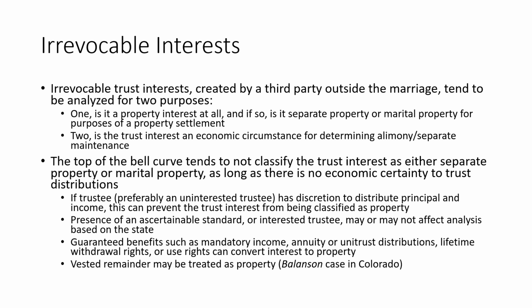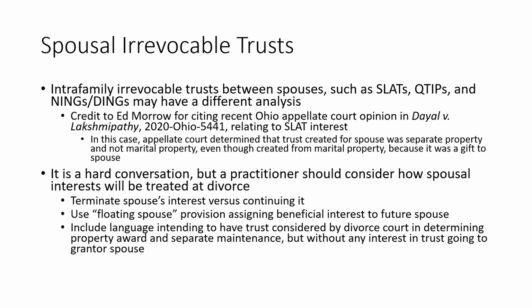That was under a well-analyzed case in Colorado called Balanson, where there's actually been a couple opinions in that, but in that case, kind of the outlier is the fact that the court determined that the vested remainder is a property interest regardless of, one, the contingency of the beneficiary having to survive a current income beneficiary, and two, regardless of the contingency of the current income beneficiary having a power of appointment that could divest the spousal beneficiary, in this case, of their vested remainder. Now, where this really becomes difficult is when you look at spousal irrevocable trusts.